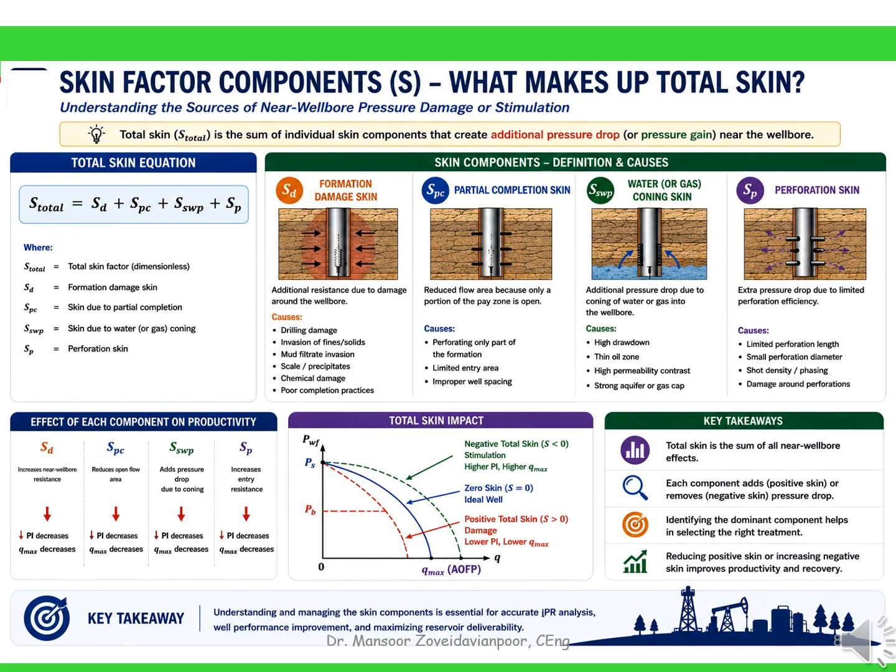Here's an example. Suppose a well has a total skin of +8. Detailed analysis shows that +5 comes from formation damage, +2 from poor perforations, and +1 from partial completion.